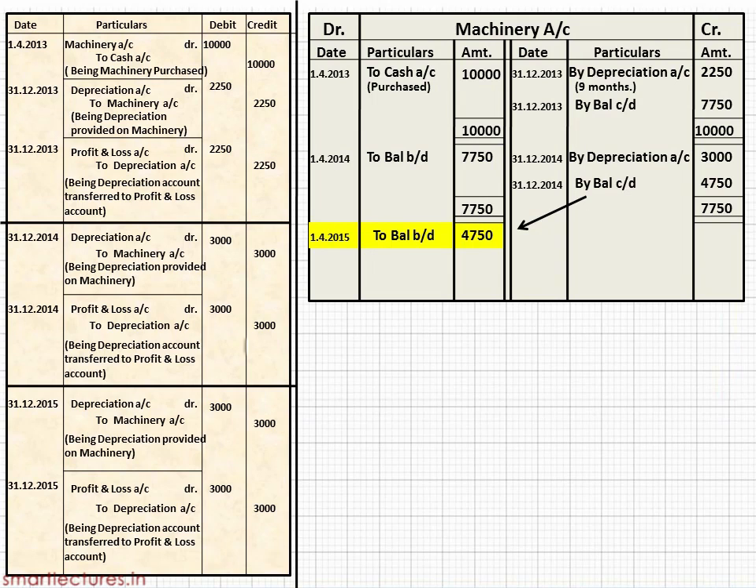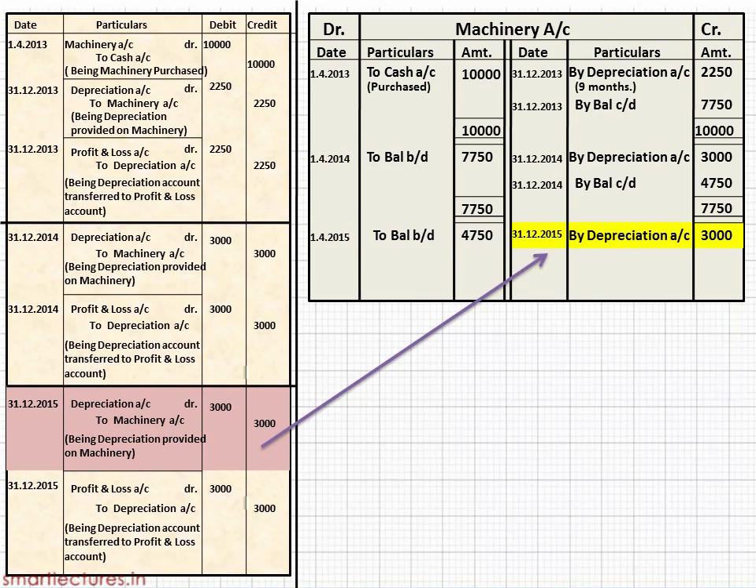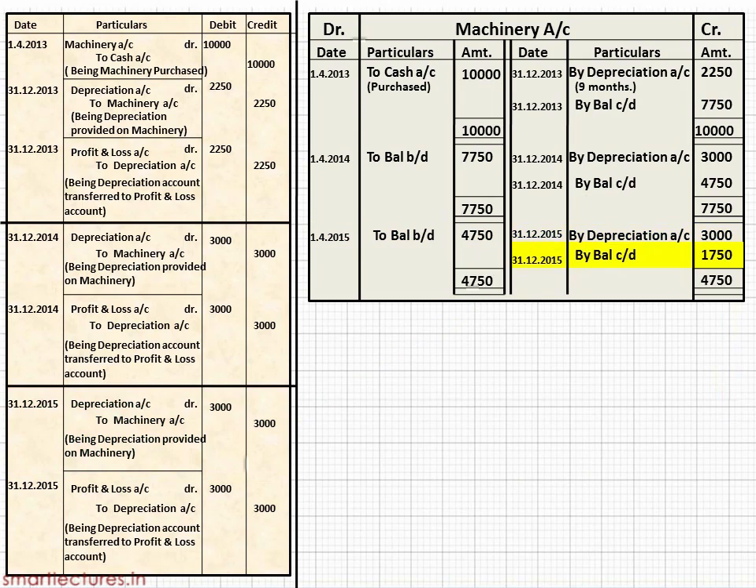Now come to the closing. On credit side, 31st December 2015 by depreciation, rupees 3000. Then by balance CD, 1750. Totals on both sides, 4750. In this way, the machinery account has been prepared up to 31st December 2015.